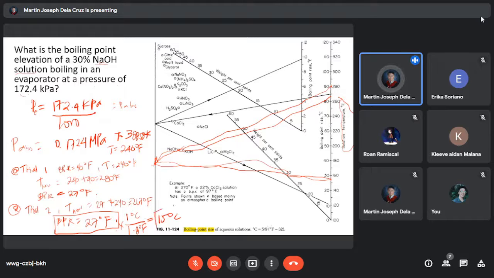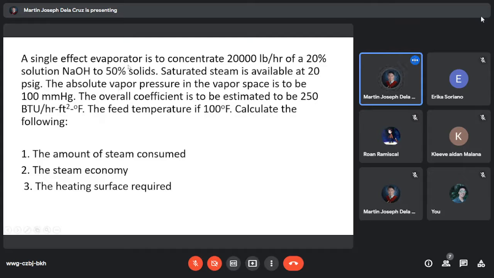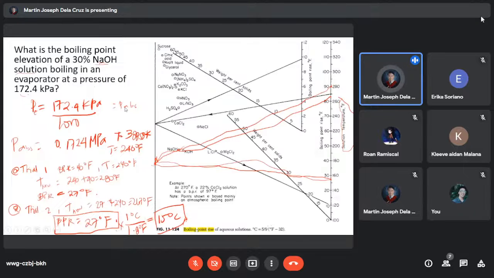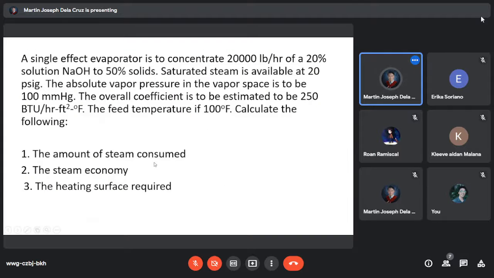So, it's either 27 degrees Fahrenheit or 15 degrees Celsius ang makukuha nyong boiling point rise ni 30% NaOH with a pressure of 172.4 kilopascal. So, try nyo, class, no? Try nyo, kasi ito importante. Kasi sa another problem, we'll be going to use your boiling point rise, class. Kasi NaOH ang given natin. So, try nyo sa seats nyo kung nakuha nyo ba yung 27 degrees Fahrenheit, class.